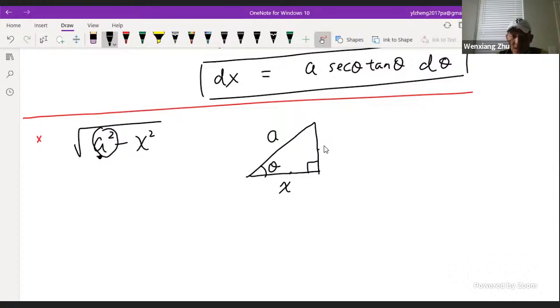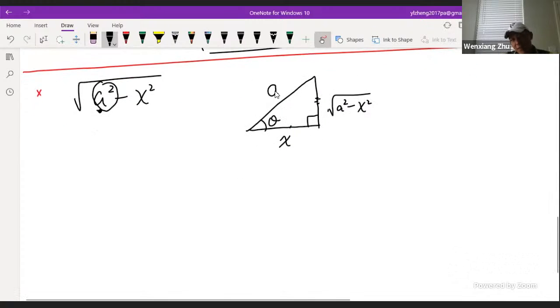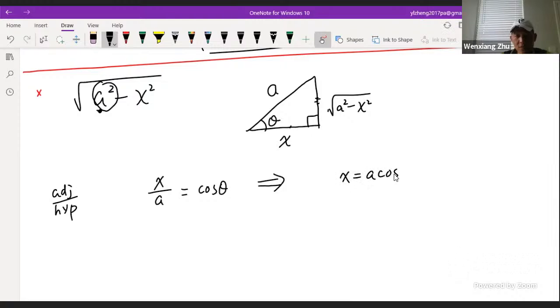Now once you have x as the adjacent, by the Pythagorean theorem, the opposite has to be the square root of a squared minus x squared. Okay. Now, once you have this right triangle, what will be the substitution? You have to use right triangle trigonometry. This case is different. So x over a, I have to use this one. This is just the adjacent over the hypotenuse. This gives me cosine theta. And if I multiply both sides by a, I get the substitution: x is equal to a times cosine theta.